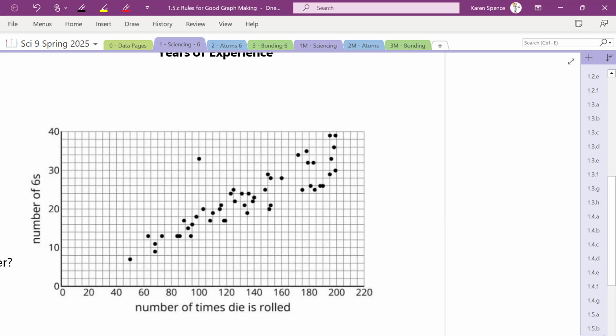Is there going to be a true 0, 0 for this data point? Yeah, if you don't roll the dice any times, you're going to get 0 points. So we know for a fact, even if this is not one of our data points, that this graph has to have a point at 0, 0. Yeah? That is a true 0, 0.